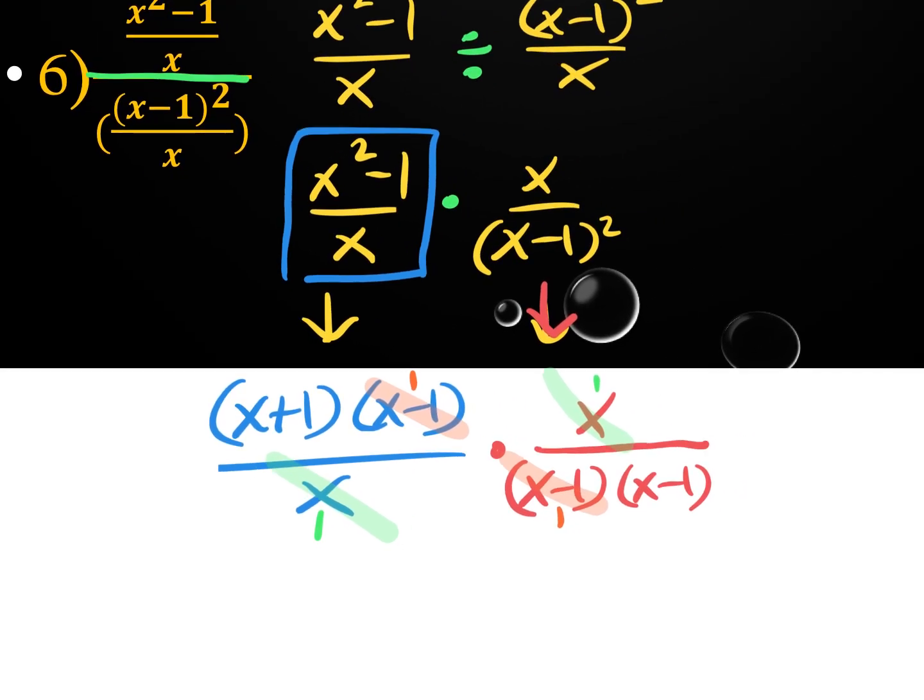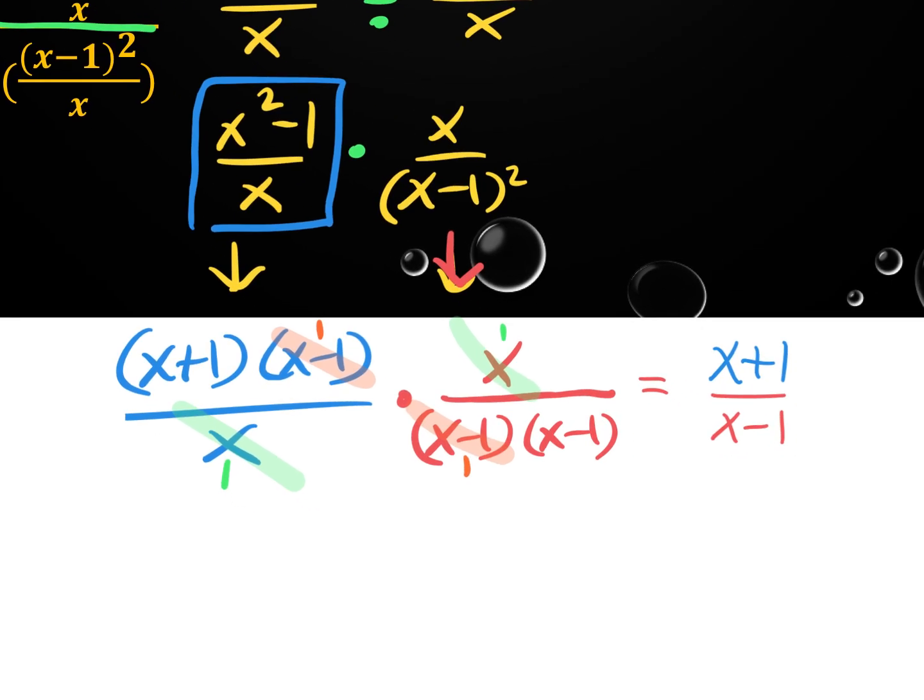I have the blue x plus 1 in the top. And I have the red x minus 1 in the denominator. Nothing cancels here. Remember, it's got to be an exact match to cancel. They're not opposite signs. I can't factor out a -1 GCF. That is your final answer.